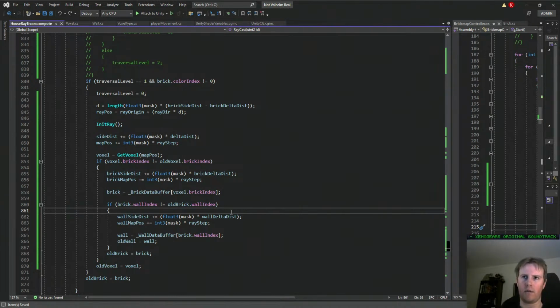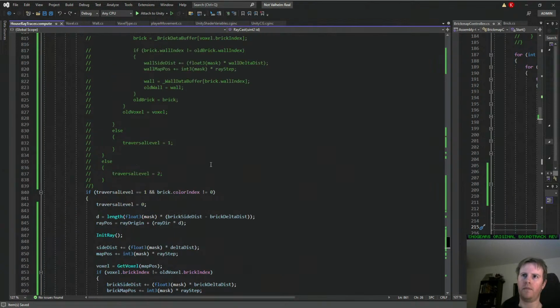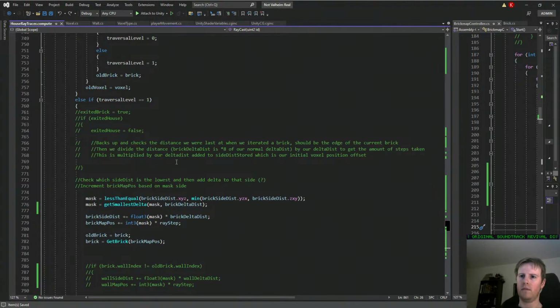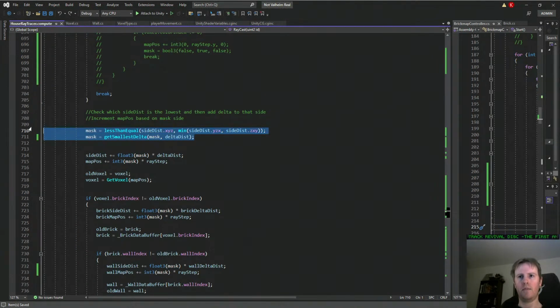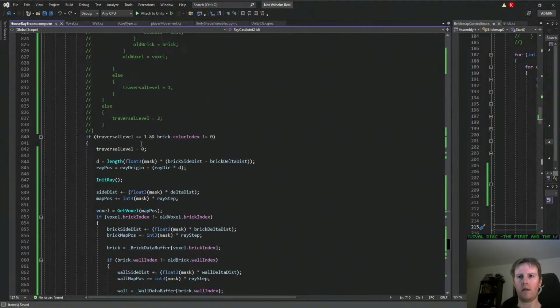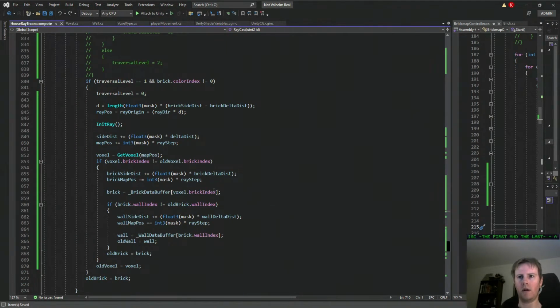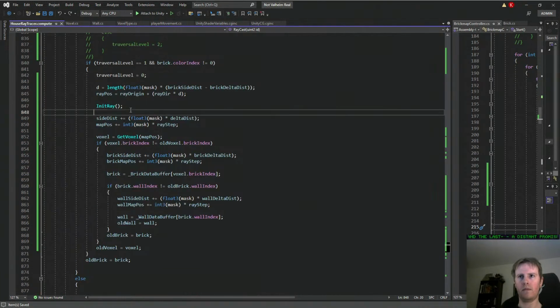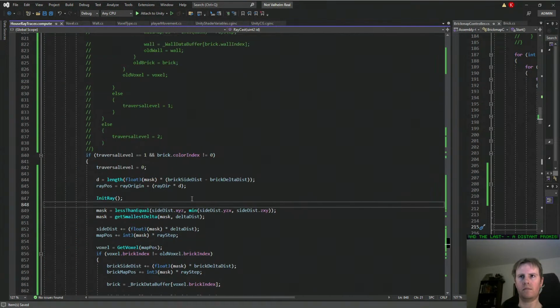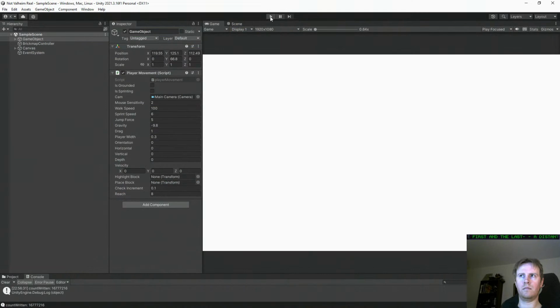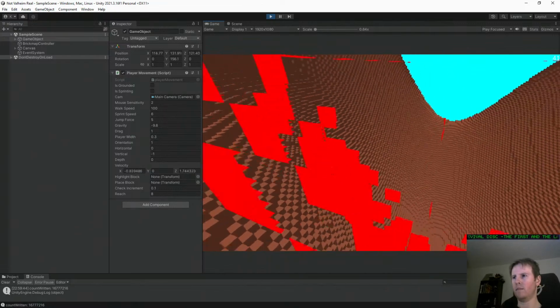Maybe this side dist isn't right anymore. Maybe we need to get... But that makes no sense to me. That makes even less sense to me. Like getting a new mask here? That makes no sense. No, it did not.